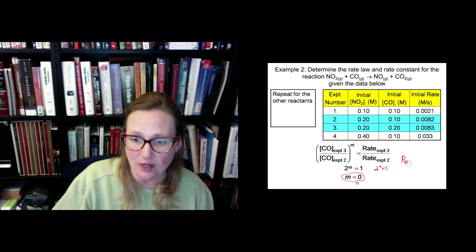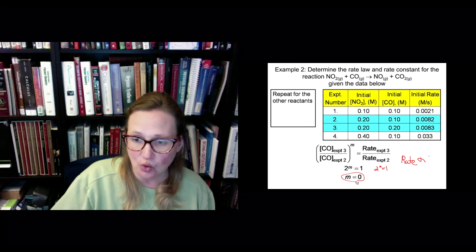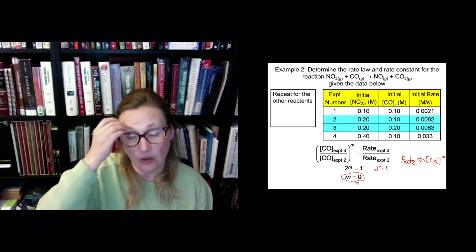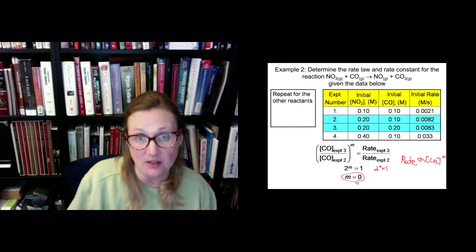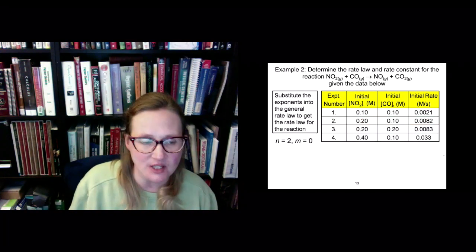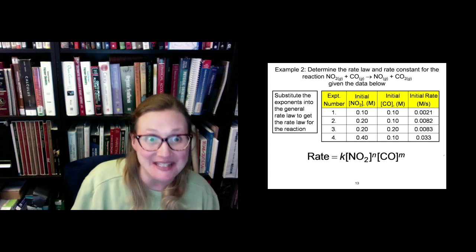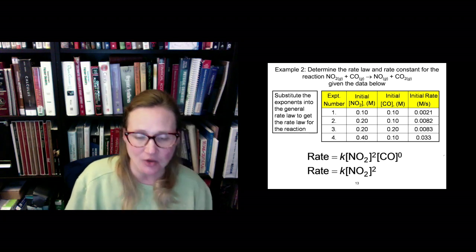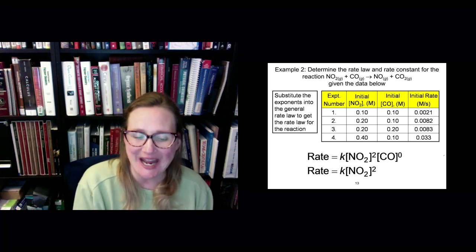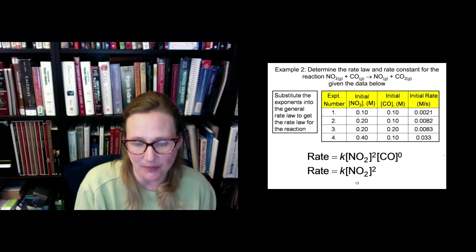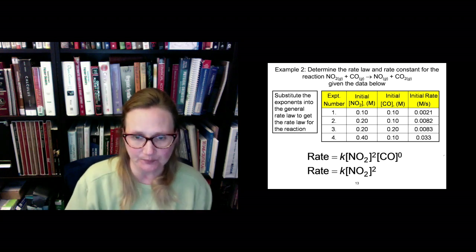And so we can look at the rate relationship and say that rate is proportional to CO to the 0 power. Okay, so it is 0 order with respect to CO. All right, so let's bring that all together. We have n equals 2 and m equals 0. So now we can write out the rate law based on the data that we see. So the rate here is equal to k, the rate constant, times NO2 to the 2nd power, because it's 2nd order with respect to NO2.